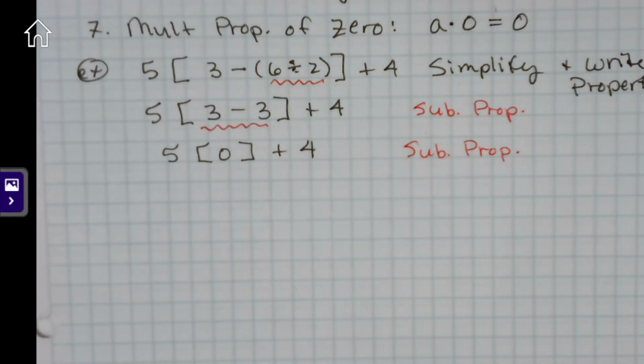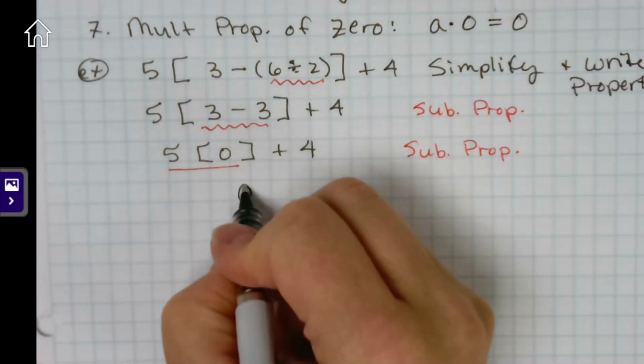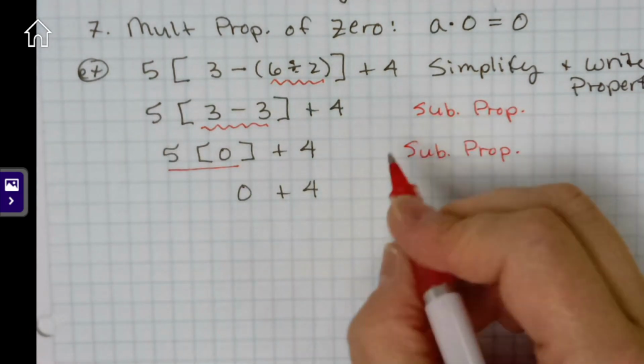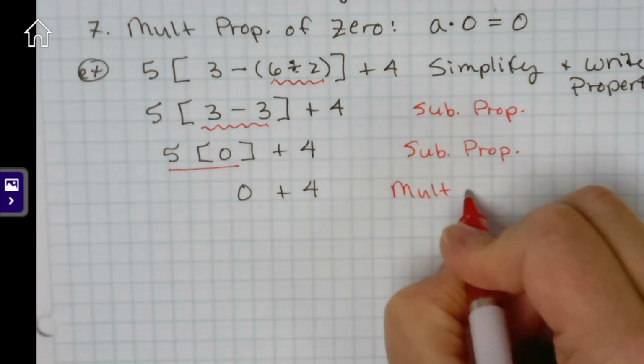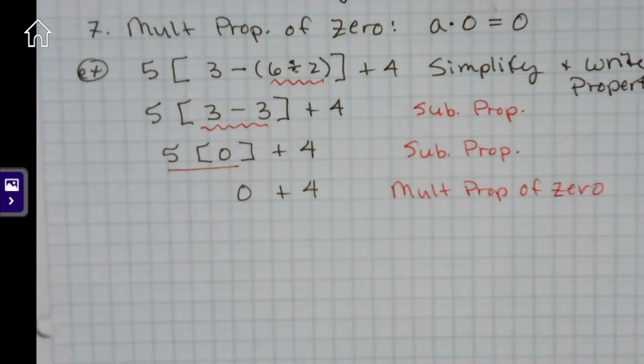There are no exponents. So we go on to multiply, divide. That goes next. 5 times 0 is 0. That one is your multiplication property of 0, because anything you multiply by 0 is 0. So that one has a specific property.